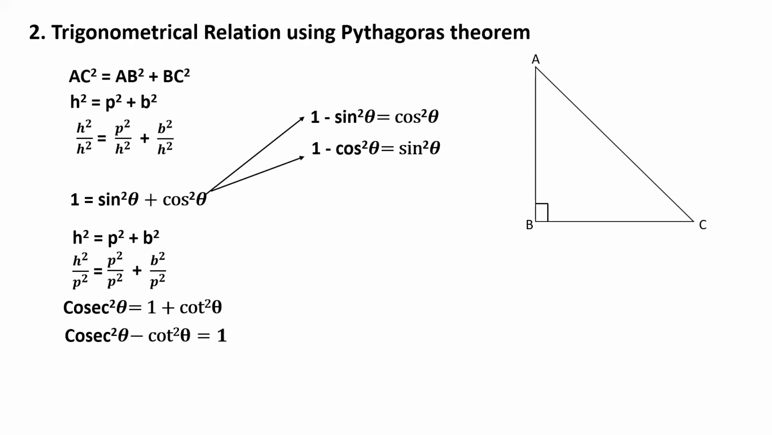Now here, I can say cosec square theta. If I transpose plus cot square theta to the left side, then it will be minus cot square theta is equal to 1. So remember, cosec square theta minus cot square theta gives you 1. And again, we can say cosec square theta minus 1 will give you cot square theta. So these three formulas are very, very important formulas, okay?